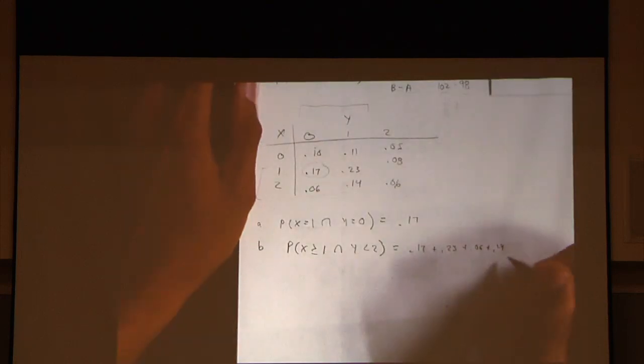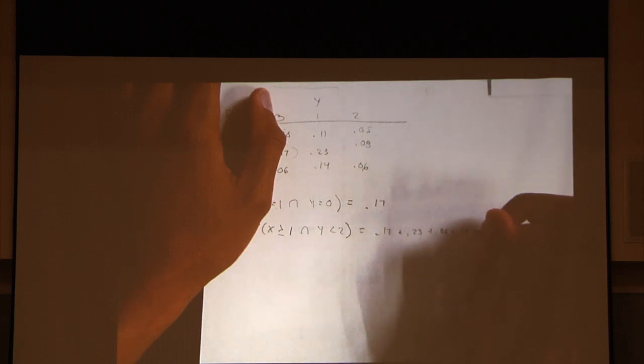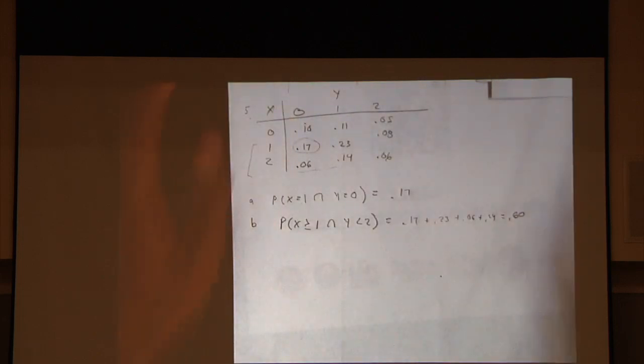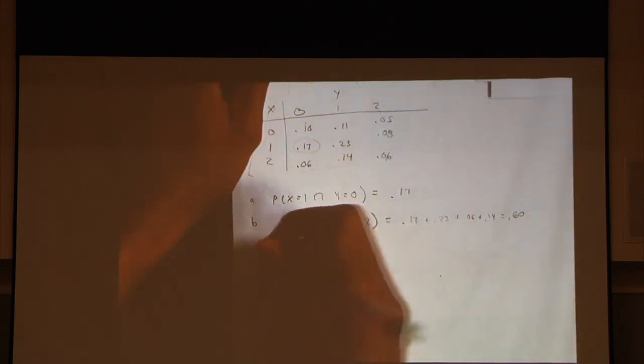So now this will be the last one of those, 4, which ends up being 0.6. So most of your data set falls within that range.